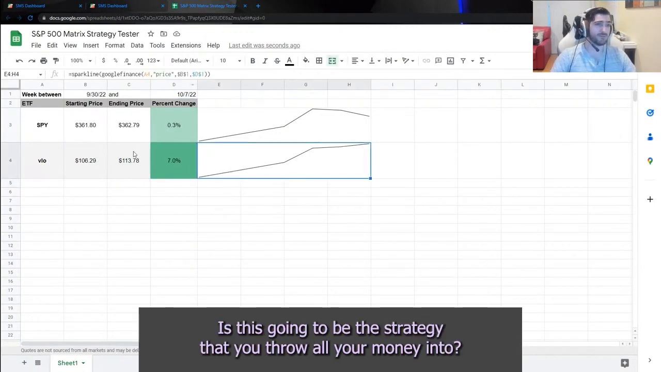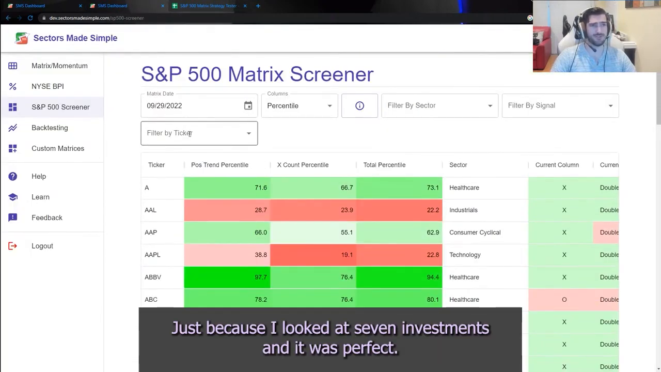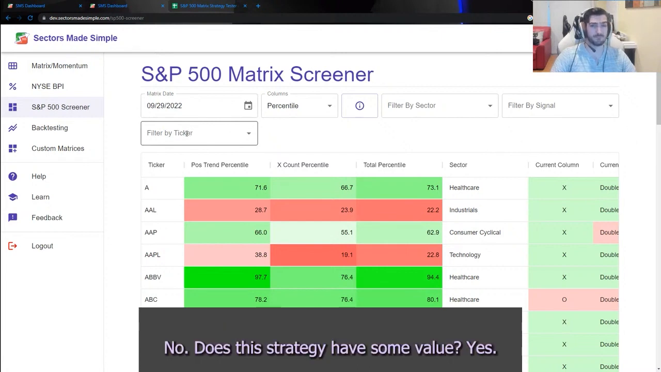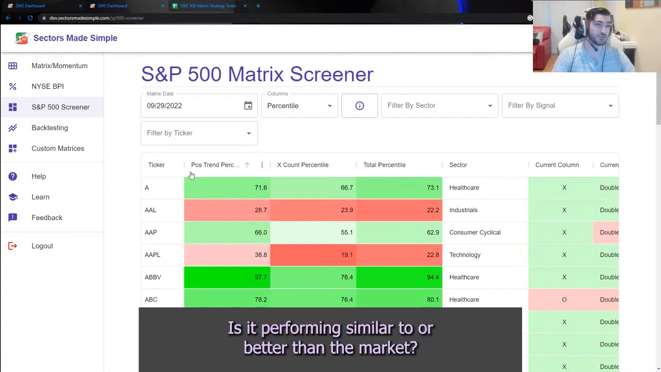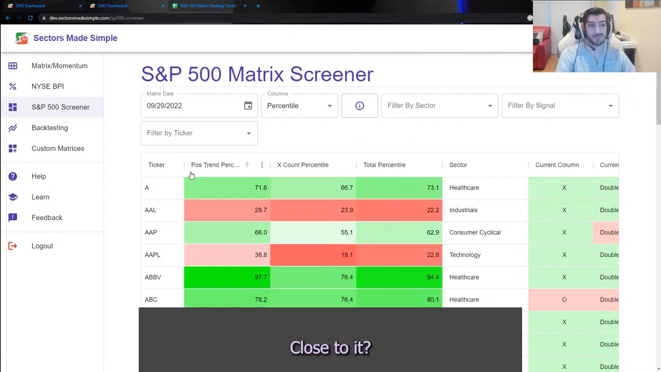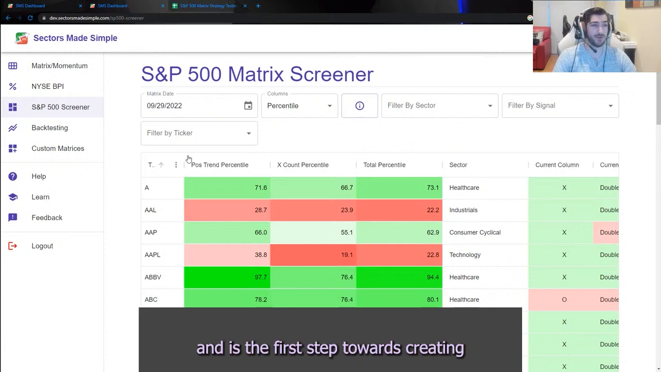Is this going to be the strategy that you throw all your money into just because I looked at 7 investments and it was perfect? No. Does this strategy have some value? Yes. Is it performing similar to or better than the market? Close to it. This is enough for me to be able to share this with you all as something that I've found and is the first step towards creating a real matrix strategy using the screener.